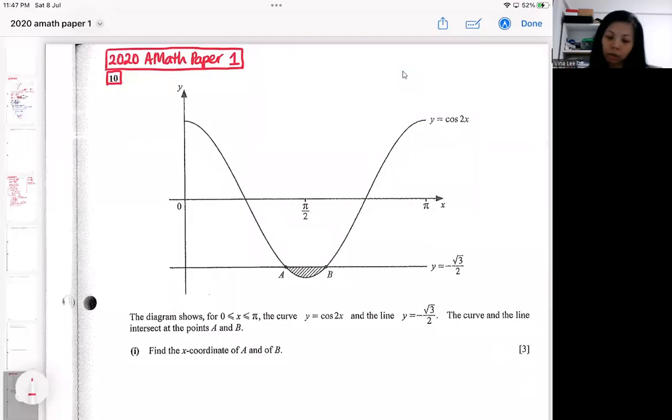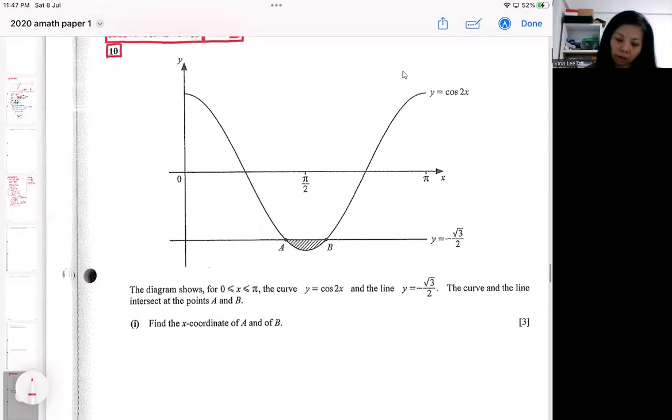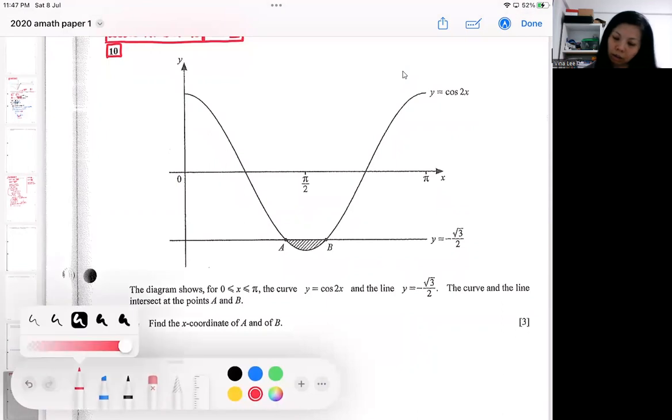In this question, the topic for this section is area under graph. But in part one, you actually need to find the coordinates first. The part that you are being tested is actually a trigo equation. Let me run through a little bit on getting the coordinates first, because in this question, they just want the x coordinate of A and B.